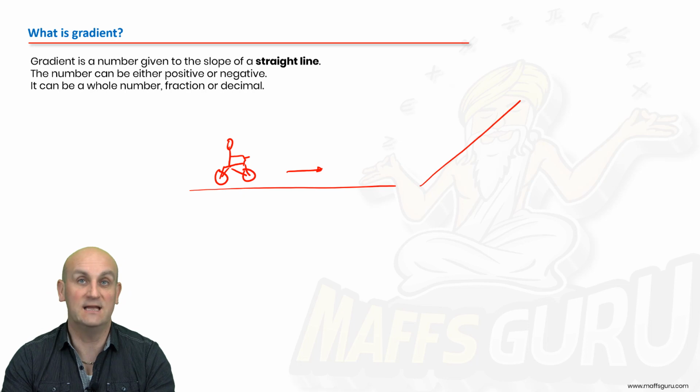So that there has a gradient. That hill there can be described as some sort of number in terms of a gradient.